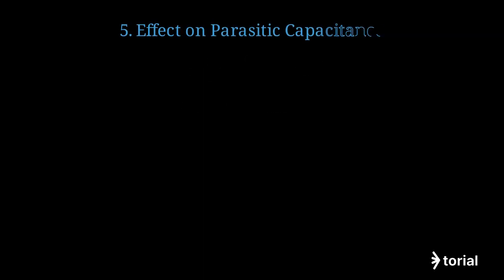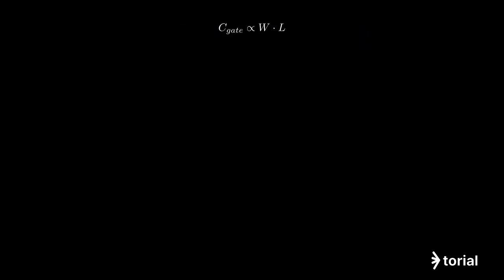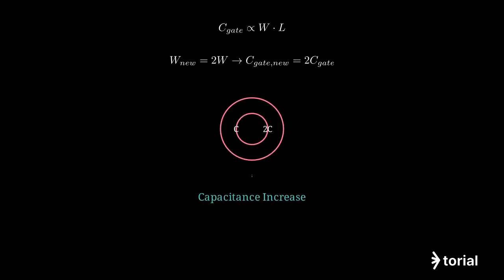Now let's look at how parasitic capacitance changes with doubled width. Parasitic capacitance includes gate, drain, and source capacitances. Gate capacitance is proportional to width times length. Doubling width doubles the gate capacitance. The parasitic capacitance increases proportionally with width, adding to the total load.